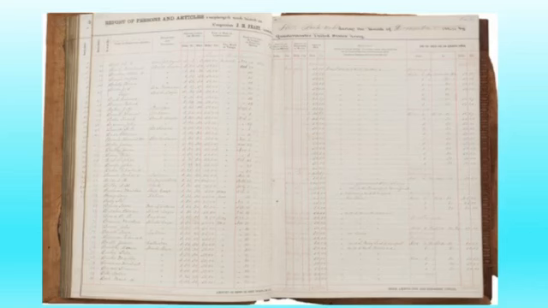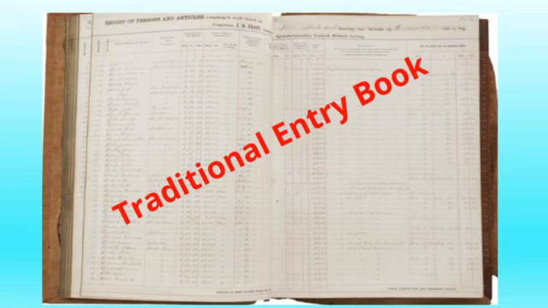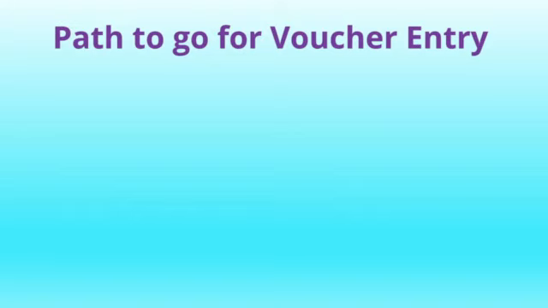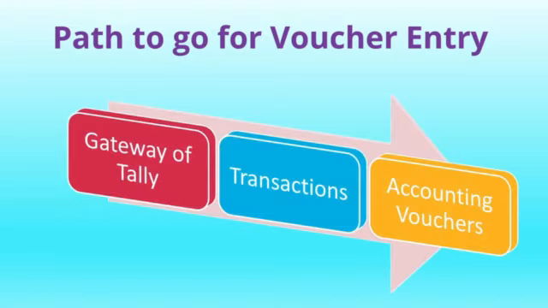Then the next part. Normally we use such kind of Bahi Khata or such kind of journal entry book in our traditional bookkeeping and accountancy. But this type of book is eliminated and it is being replaced by vouchers. We are going to see how to create vouchers. The path to go to voucher entry, as I said, Gateway of Tally is the most important screen. From there, Transactions, and from Transactions we are going to select the Accounting Vouchers option.